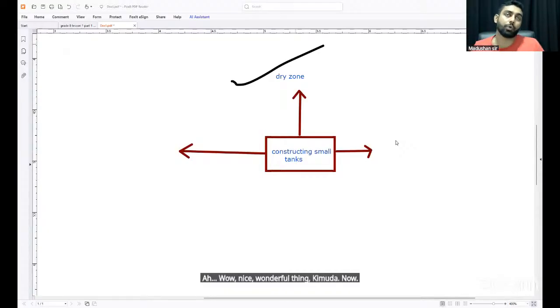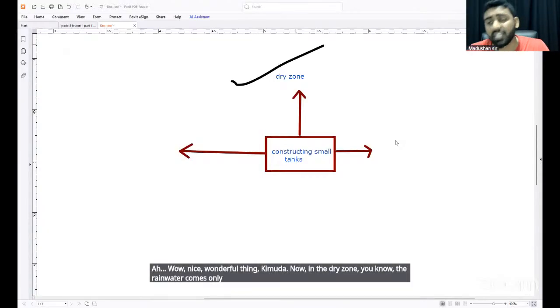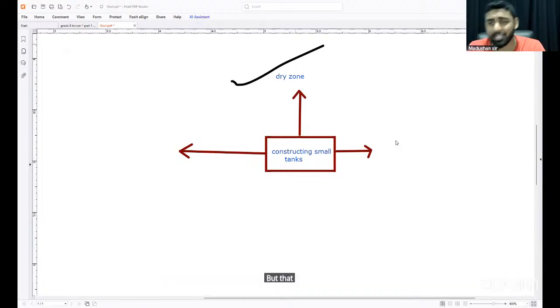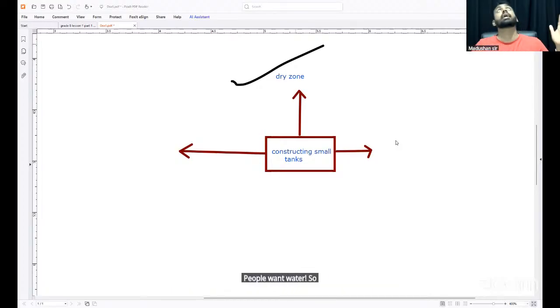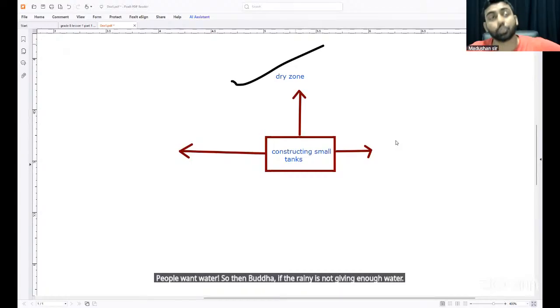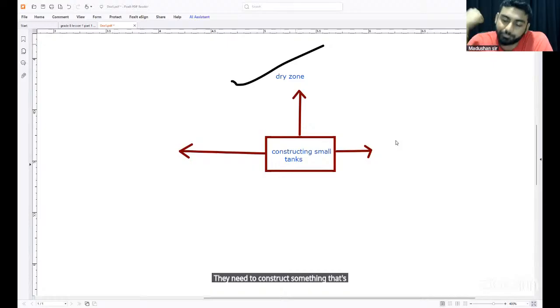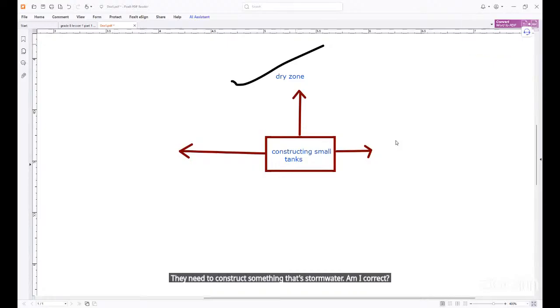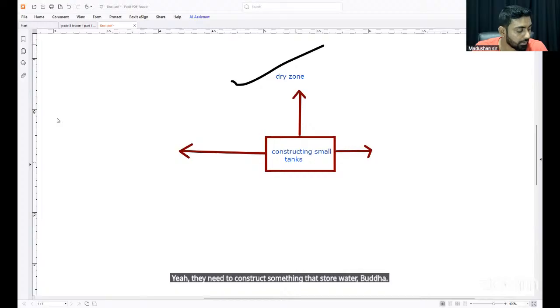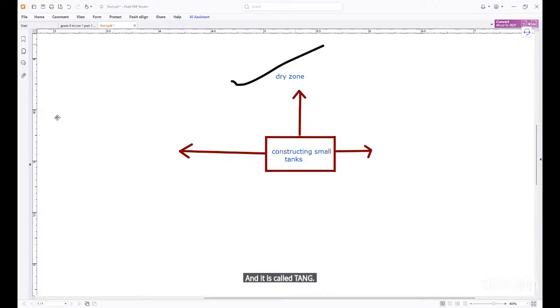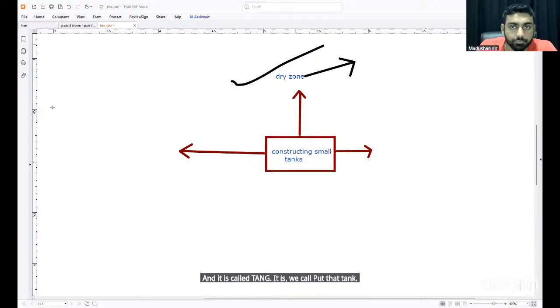Now, in the dry zone, the rainwater comes only certain time, certain period of the year. But that is not enough. So then, to fulfill day-to-day activities, people want water. If the rain is not giving enough water, they need to construct something that stores water. Am I correct? Yes, they need to construct something that stores water, and it is called a tank.